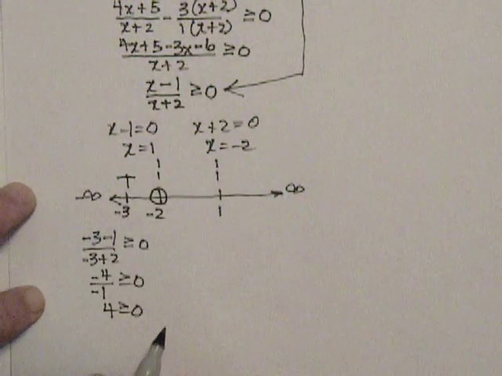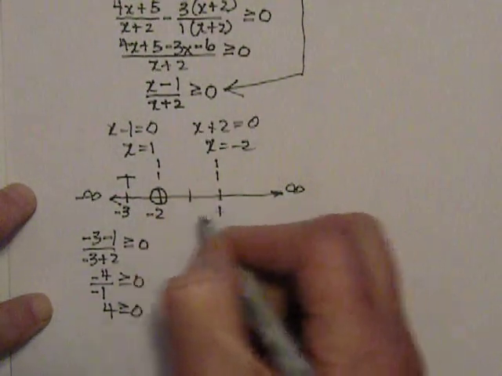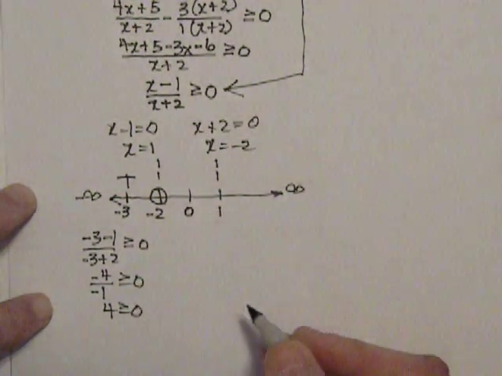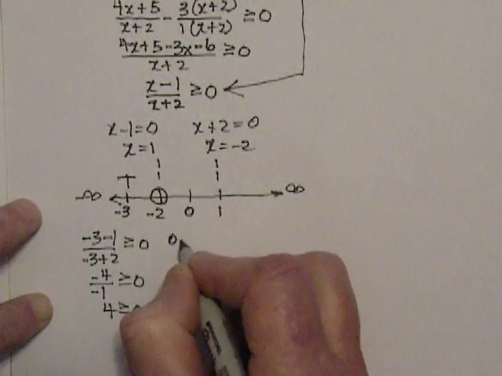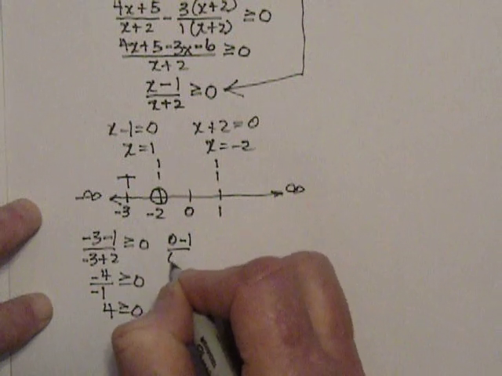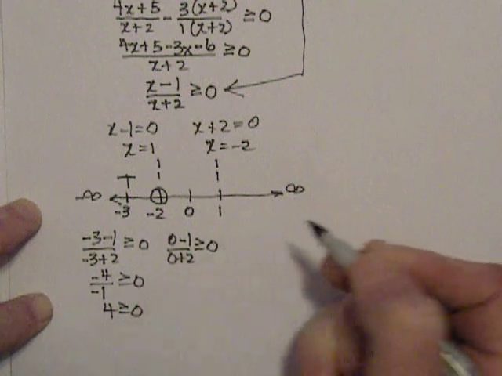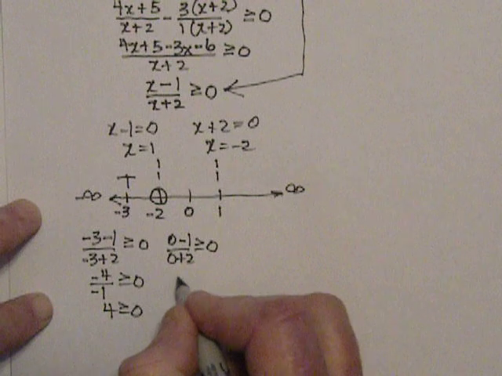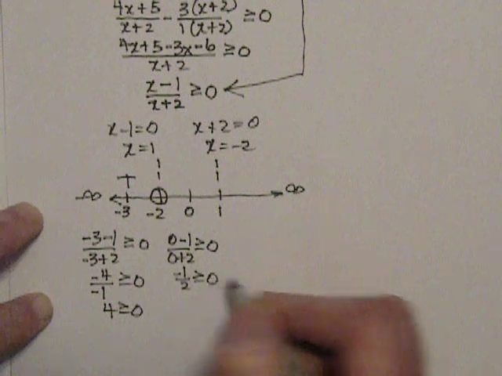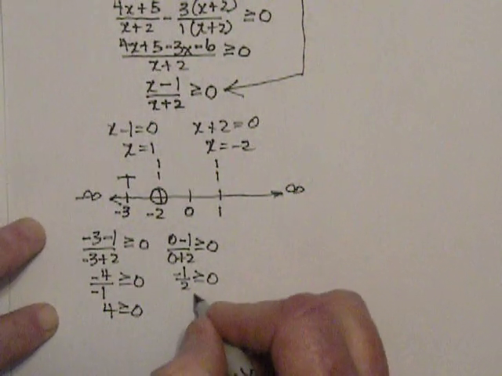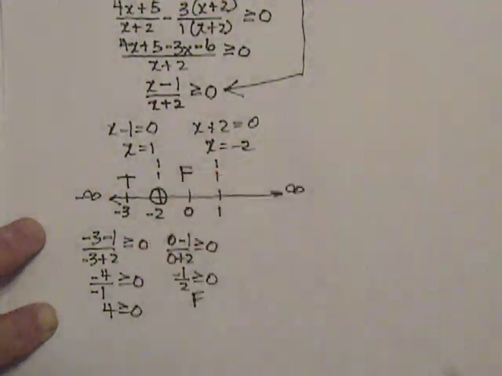So I've already found some of my solutions, but I've got to test the others to see if another piece will contain a solution. So the next number I'm going to choose is in the next piece of the x-axis. I choose 0. So plugging 0 in now. 0 minus 1 over 0 plus 2 greater than or equal to 0. Negative 1 over 2 greater than or equal to 0. That's negative 1/2. Greater than or equal to 0. That's false. So this does not contain any solutions.